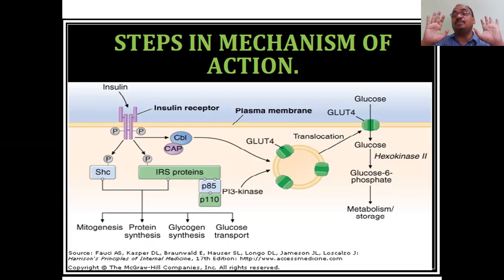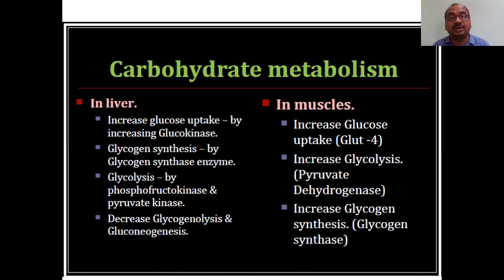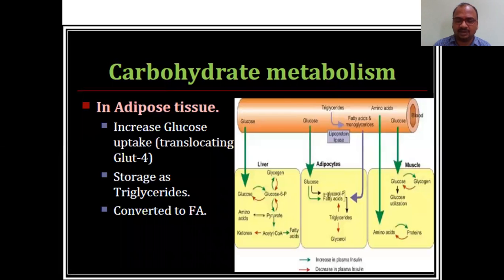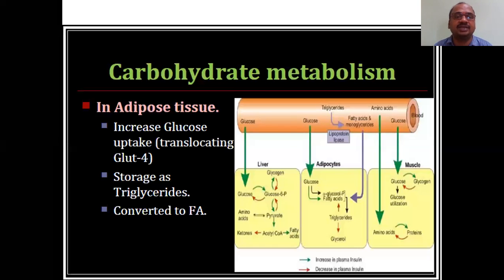Glucose metabolism will be achieved by the insulin only. This is the metabolic effect. Carbohydrate metabolism: insulin dependent uptake, and insulin independent also, that you have to take. Carbohydrate metabolism in the liver, what happens? In muscles, how does it take place? Same matter. In the liver, it increases the glucose uptake, glycogen synthesis, glycolysis, okay? It decreases the glycogenolysis. All these points you have to write in the exam. You have to keep them in memory. You have to practice. Carbohydrate metabolism in adipose tissue. What happens in the adipose tissue?